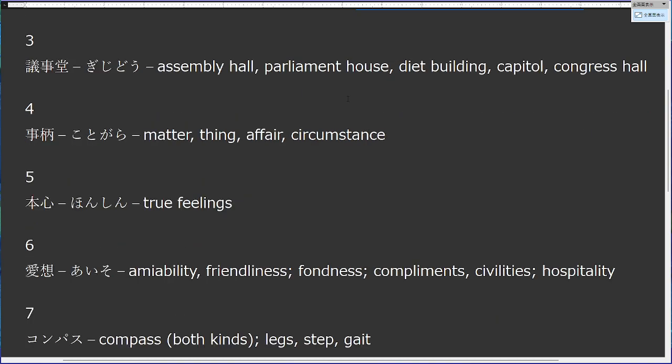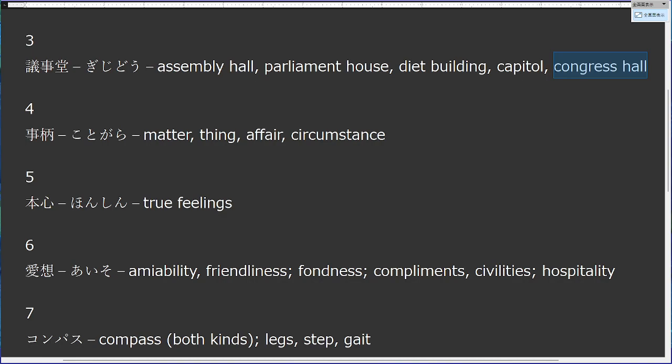Number 3 is a gijido, a debate thing hall. Which is an assembly hall, a parliament house, a diet building, a capitol, or a congress hall. Kind of one of those important buildings where people gather and talk about government. A gijido, a debate or discussion thing hall is a gijido. An assembly hall, the Congress Hall.